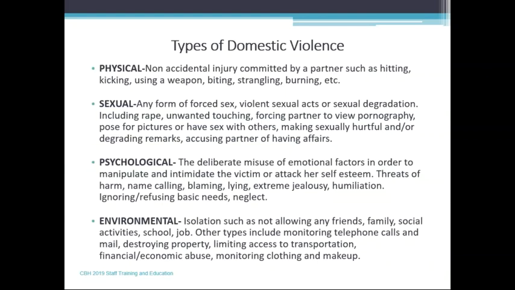So this can be anything from isolation from family and friends and social activities to more extreme monitoring and limiting their telephone calls and communications with other people. The person can't have their own mail, destroying property or things that are important to the victim, not allowing the victim their own transportation or direct access to any of the finances, and even monitoring how the victim dresses, makeup, how they present themselves.